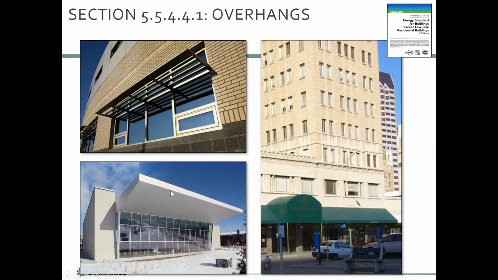The overhangs have to be permanent. These all would provide shading of the glass, but the canopy down here would not be counted because it's not really permanent. It does work, and it's a great idea, but it's not considered permanent.